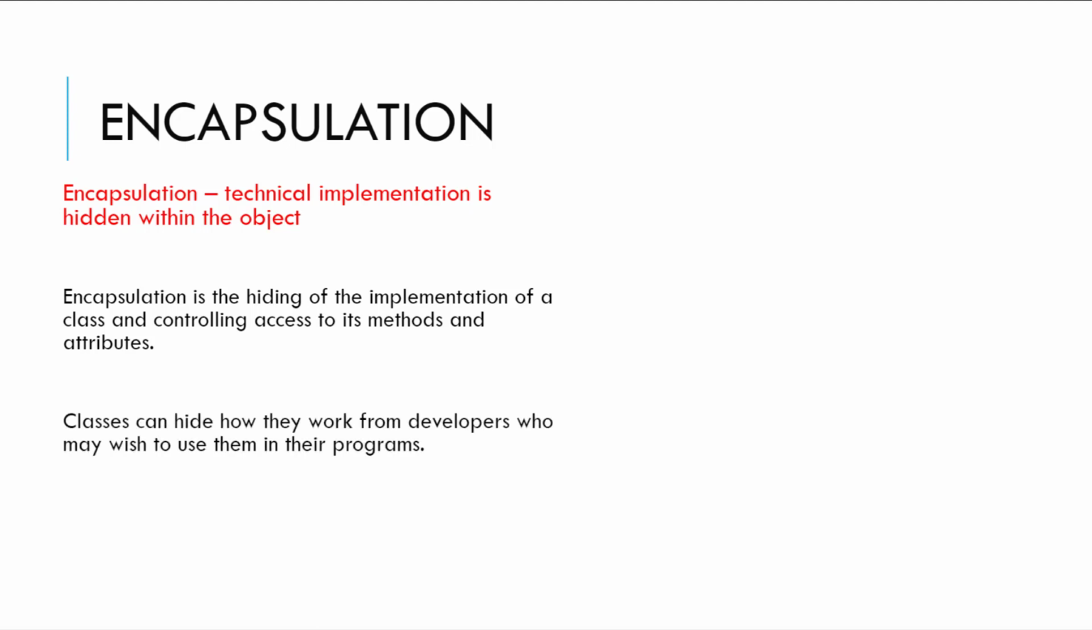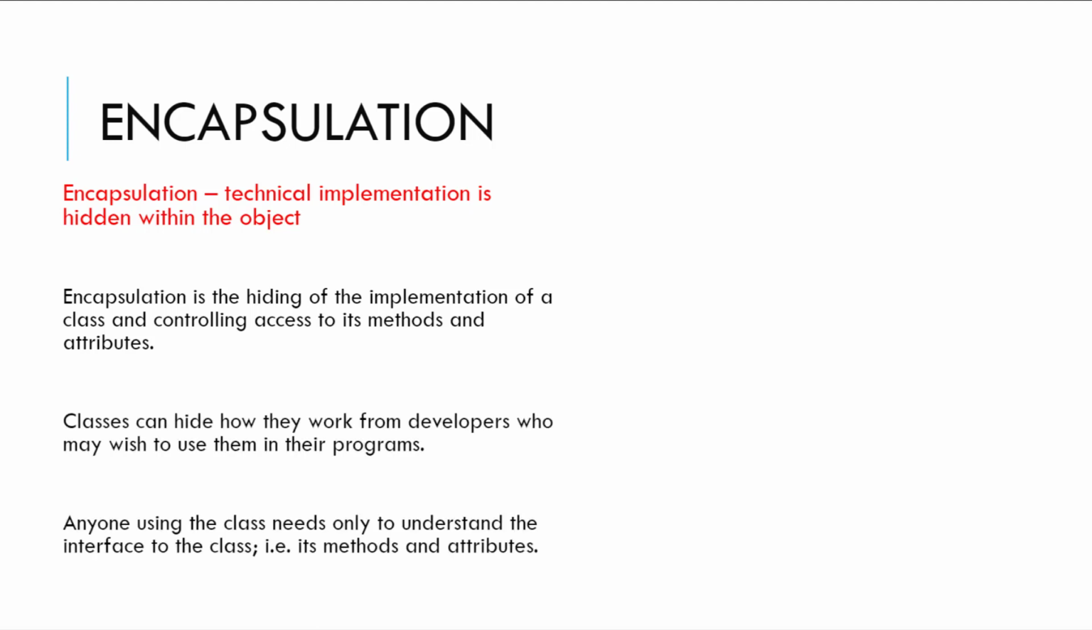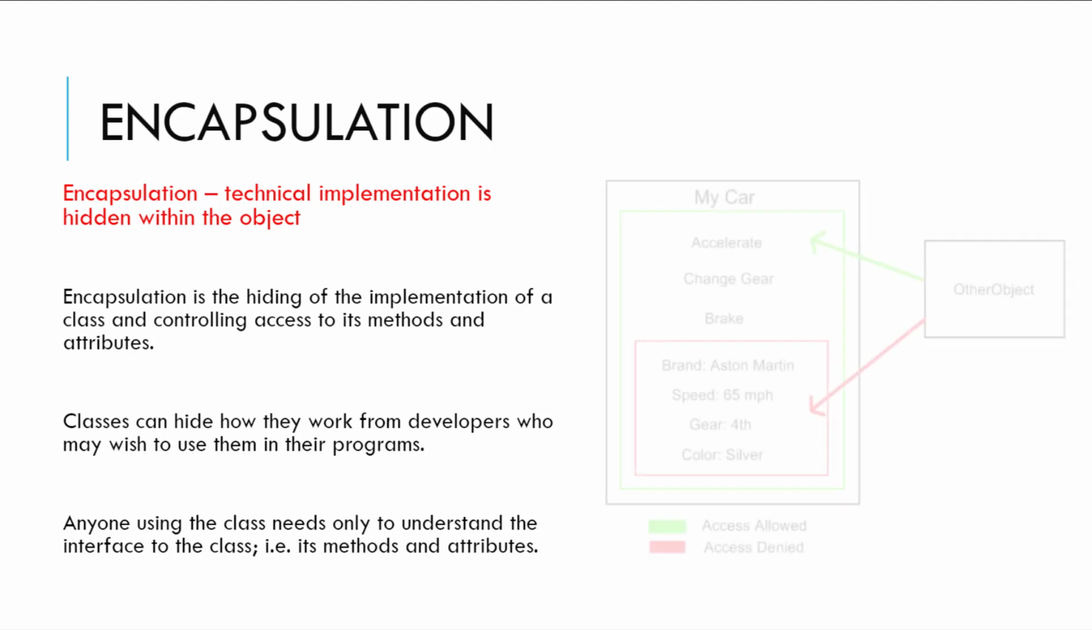Classes can hide how they work from developers who may wish to use them in their programs, and anyone using the class needs only to understand the interface to the class. So that's its methods and attributes. As long as you know what they're called, you can call them from the class if they are public.